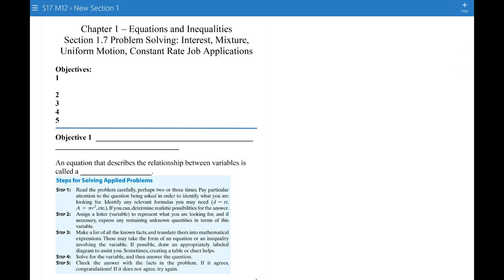So we're getting to the end of chapter 1, equations and inequalities, and now we're going to have some word problems. Section 1.7 is problems involving interest, mixtures, uniform motion, and constant rate job applications. So the first thing that we're going to do is translate verbal descriptions into mathematical expressions.